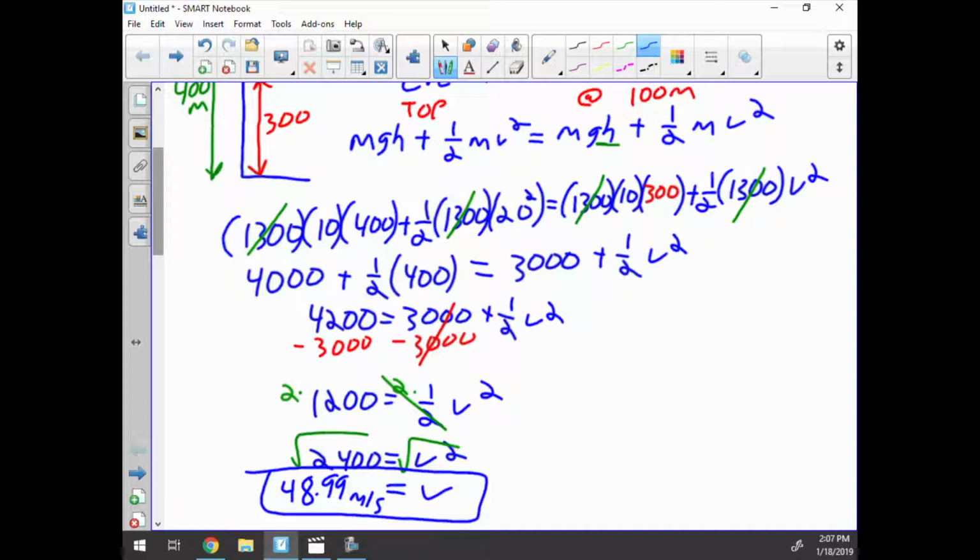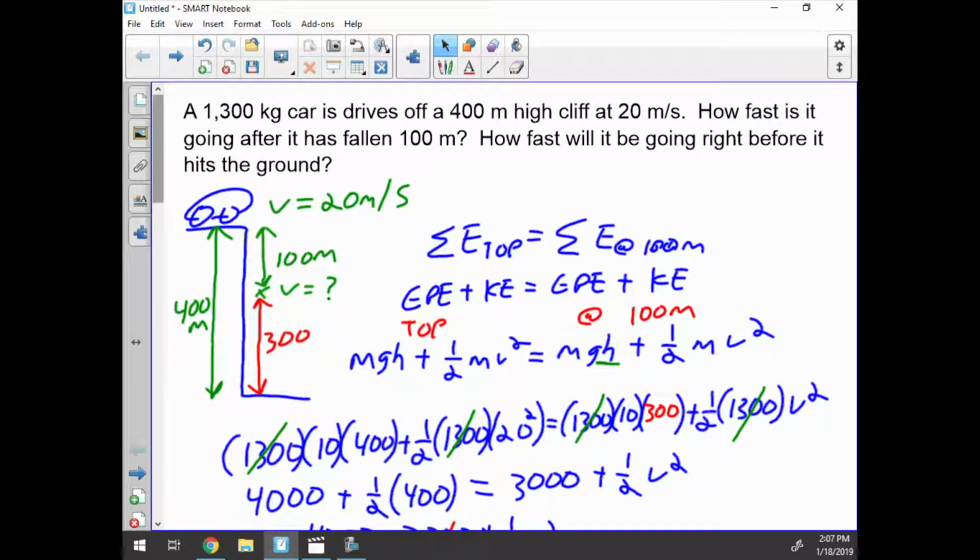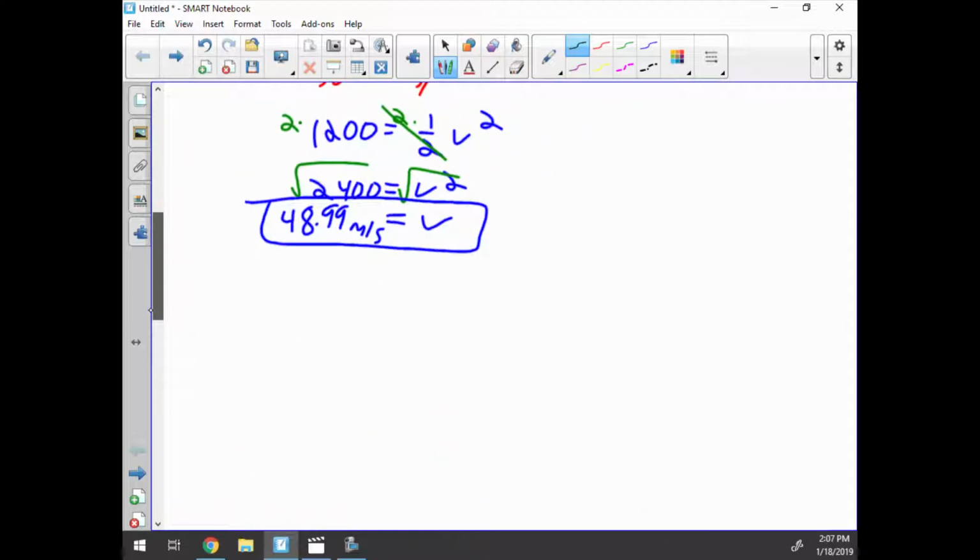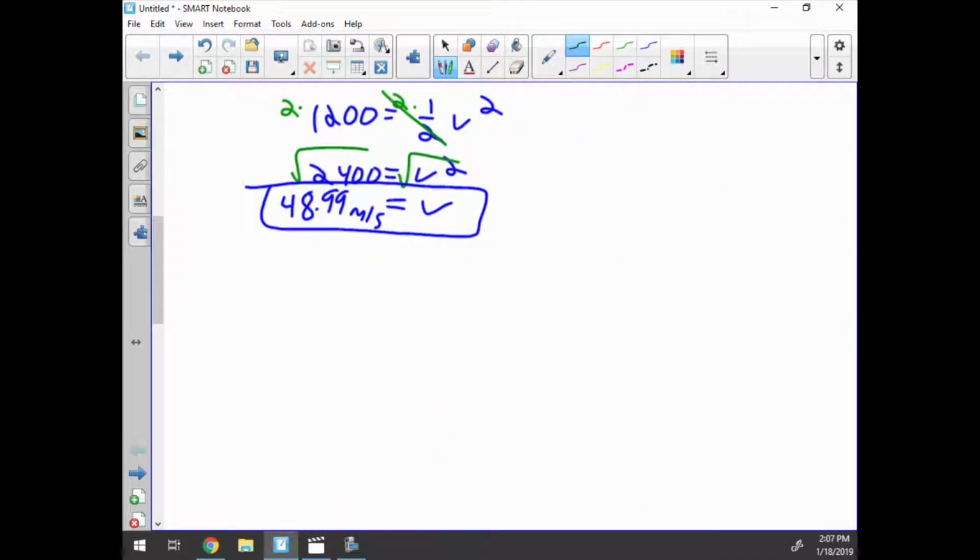All right, awesome. So now I'm going to do the second part. The second part says, how fast will the car be falling right before it hits the ground? So let's do it. I'm going to say, in a similar fashion, that the energy at the top has to equal all the energy at the bottom.